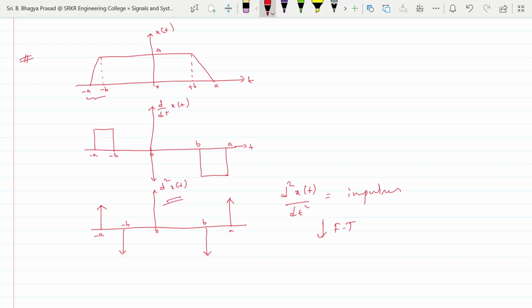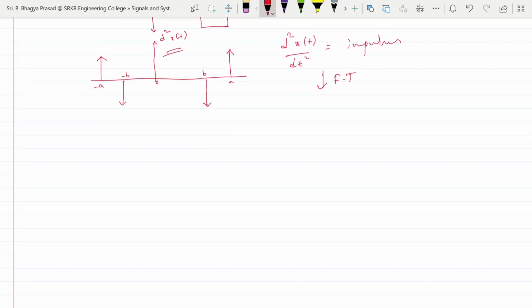Now I will go for application of another property, convolution. Consider x1 of t as e power minus 2t u of t and x2 of t as e power minus 3t u of t.